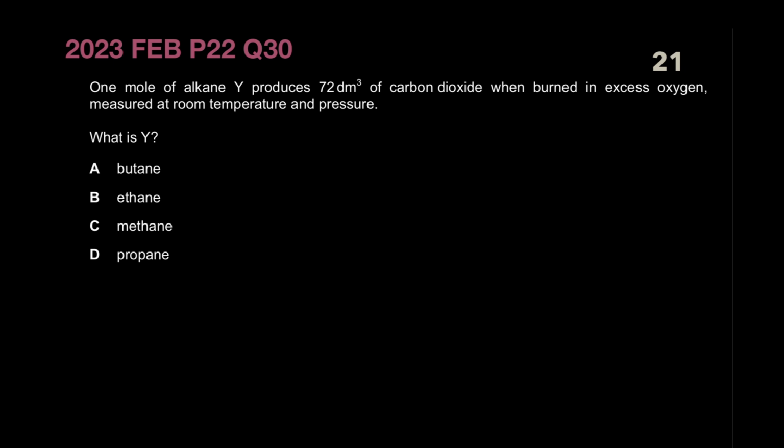So now this particular MCQ says 1 mole of alkane Y produces 72 decimeter cube of carbon dioxide when burned in excess oxygen. We already know that whenever we have a fuel and it burns in excess oxygen, it's going to give you carbon dioxide, water, and large amounts of energy, right? And if it burnt in limited oxygen, then it would give you carbon monoxide, water, and small amounts of energy. Done? And the examiner has already specified the amount of carbon dioxide that you are getting.